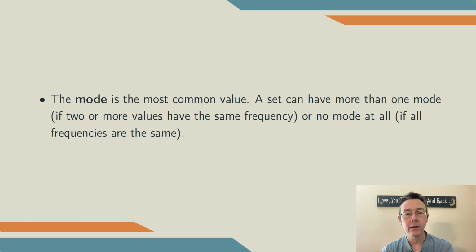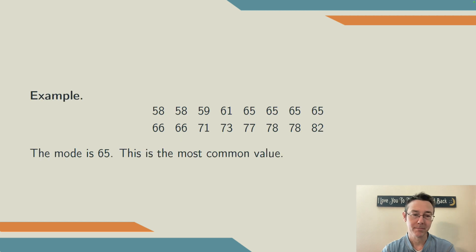Finally, the mode is the most common value. A set can have more than one mode if you have two values that have the same maximal frequency, or a set can have no mode at all if the frequencies of every observation in the set are the same.